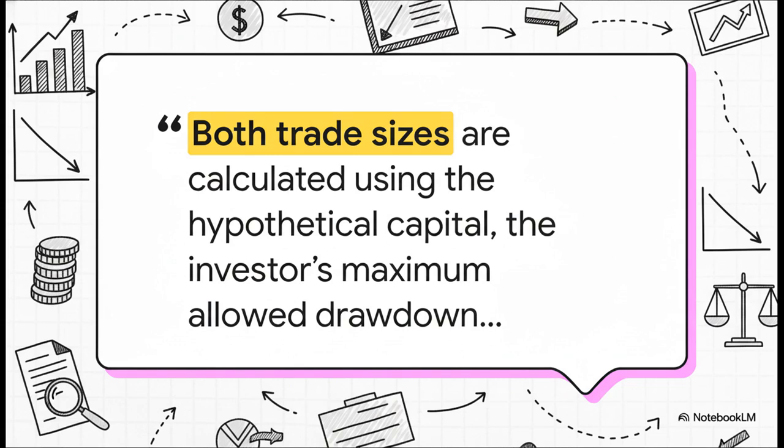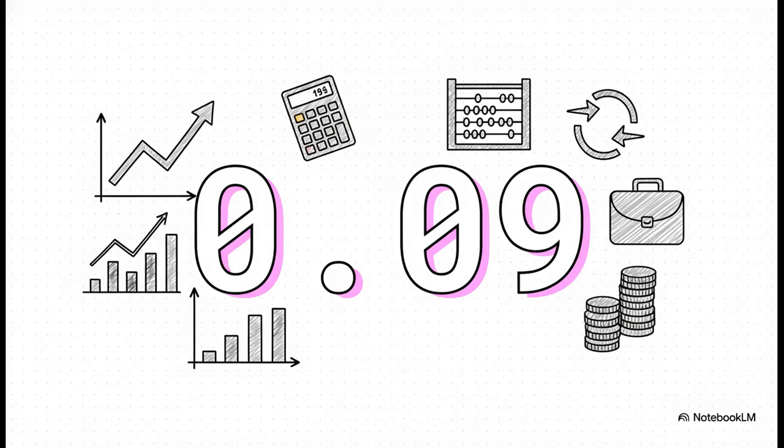Okay, this next point is mandatory for us to include, and it comes directly from the source documentation. It tells us exactly how the trade sizes are determined. It says both trade sizes are calculated using the hypothetical capital, the investor's maximum allowed drawdown, the third triangle domain percentage, the risk coefficient, and the contract size. So as you can see, it's a direct calculation based on all those parameters we just saw. After running all those numbers through that very specific formula, the size for each of the two potential trades comes out to exactly 0.09.